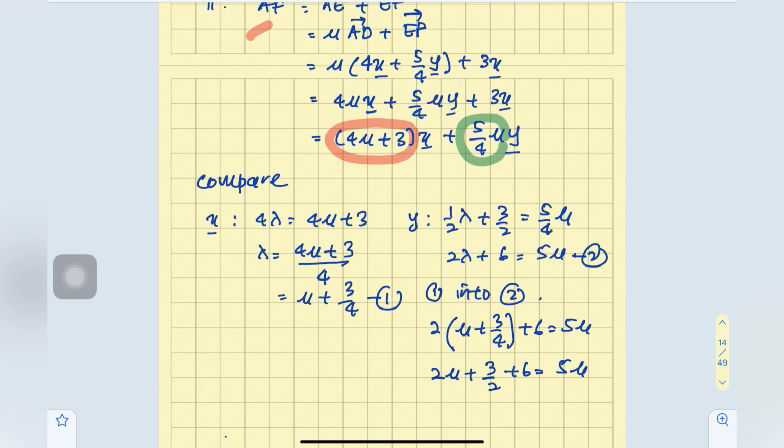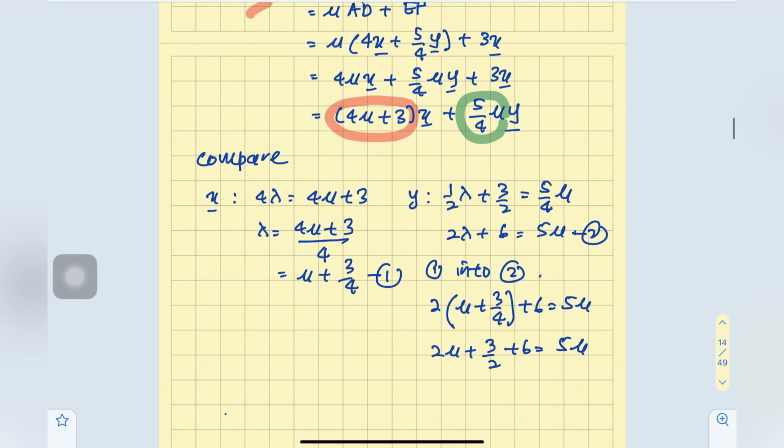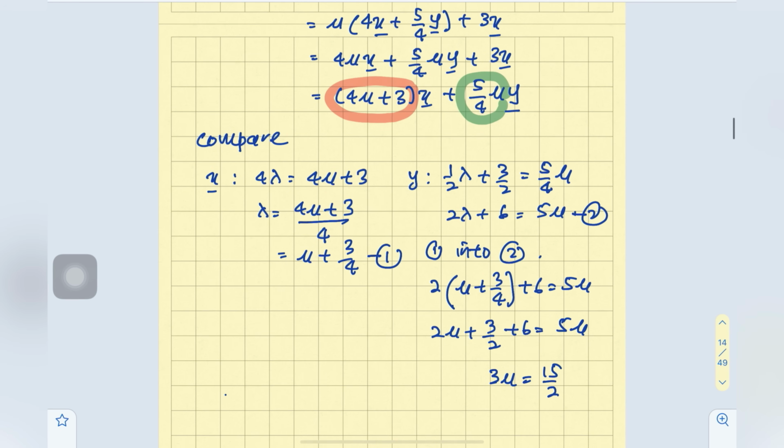The rest kita just simplify je lah. Semput juga ni nak menyelesaikan ni. 5 minus 2 is 3 mu. So 3 mu sama dengan 15 over 2. So dapatlah mu sama dengan 5 over 2.